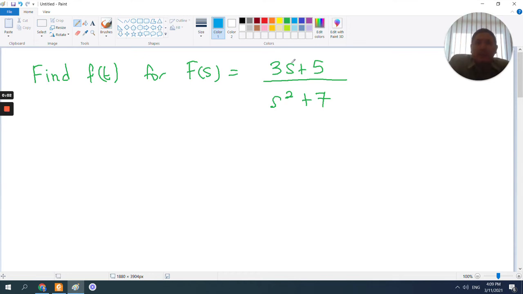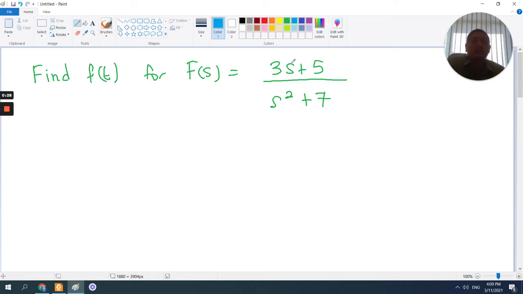Here we have F(s) equals (3s plus 5) over (s squared plus 7). If you can see here, the term itself is not too complicated. It seems that we probably don't need to use partial fraction decomposition. However, we still cannot refer to the Laplace transformation table to perform the inverse Laplace directly.